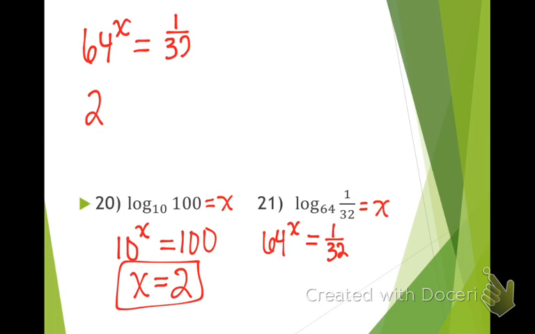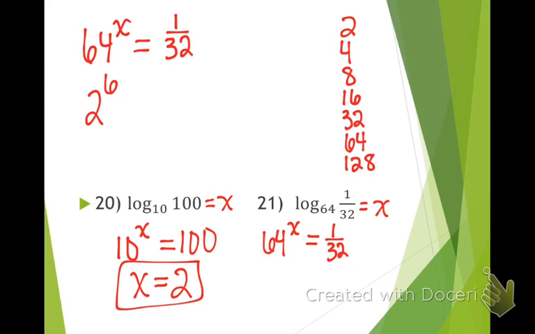8th power would be too big. 5th is too small. 8th is too big. 6th power. 2 to the 6th power is 64. Okay, if you're not sure, you can just start finding your powers of 2. 2 to the 1st, 2 squared, cubed, to the 4th, to the 5th, to the 6th, 7th, we don't need to go to. Just list out our powers of 2 if it helps us out.